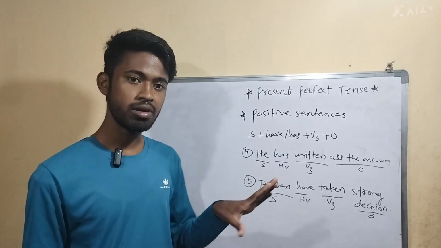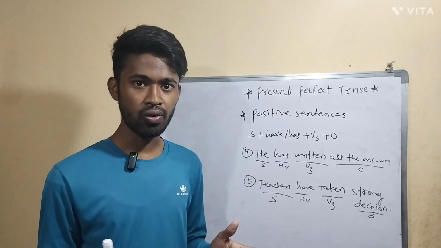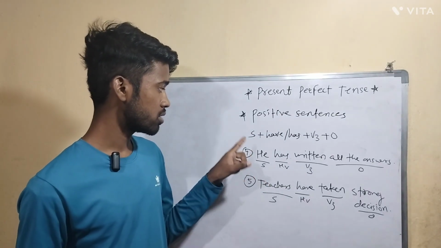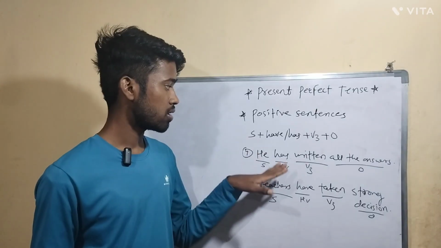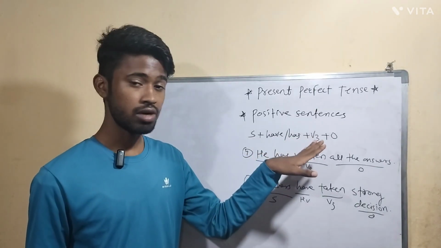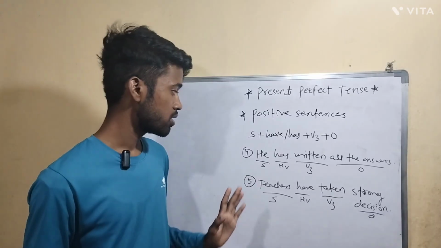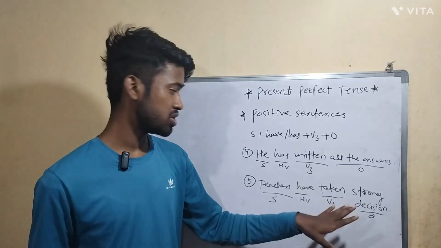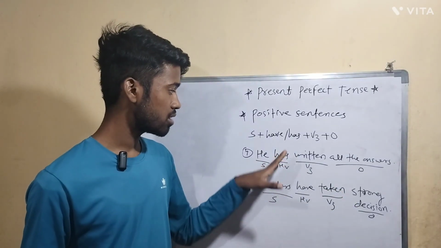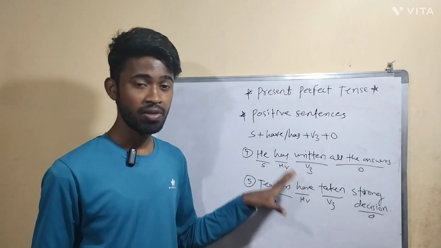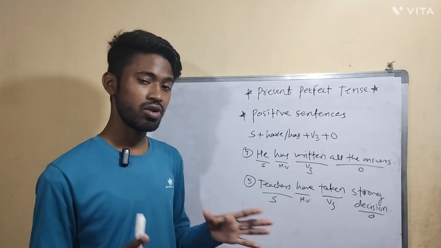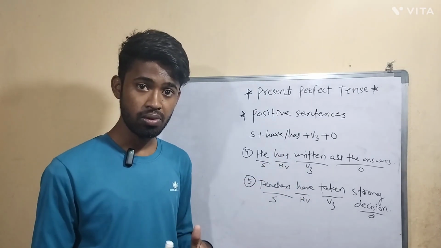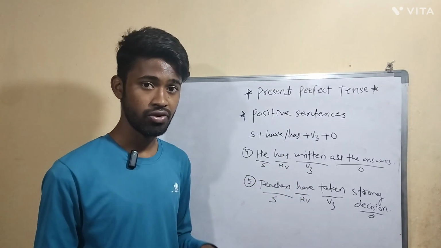If you are able to write 10 to 20 examples by your own, then you are perfect, I would say. So here, the first structure: subject plus have or has plus third form of verb plus object. The example is: He has written all the answers. Teachers have taken strong decision. You need to understand the difference between has and have. Has for singular, have for plural. There is only one exception, that with I we use have, not has. If you understand this much, that is enough for you.